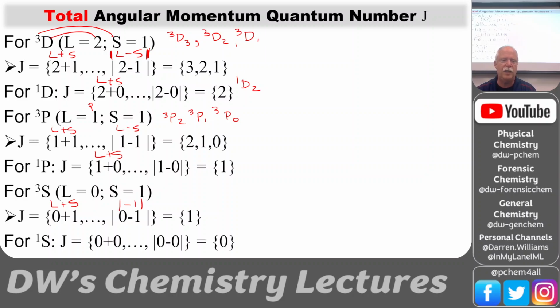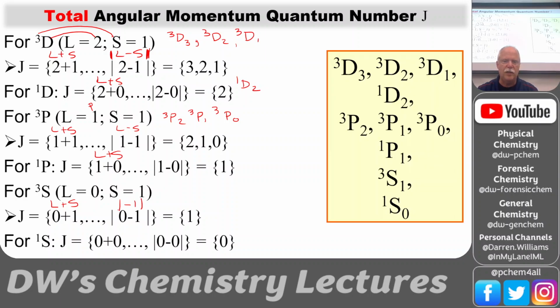Okay, and then for the singlet S, everything is 0. L is 0, S is 0, so we only have one term, which is 0. So these are all of the individual terms of those tiny little energy levels, the hyperfine levels for carbon.